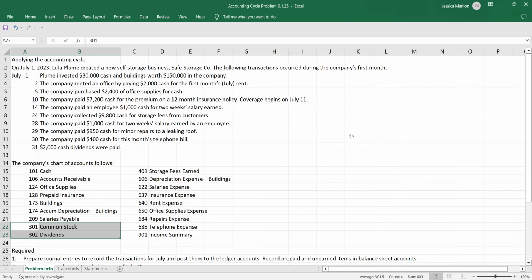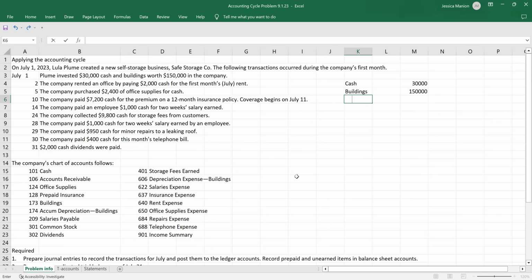The first one, July 1, Plume invested 30,000 cash and buildings worth 150,000 in the company. Okay, so we're going to debit cash, 30,000. We're going to debit buildings, 150,000.